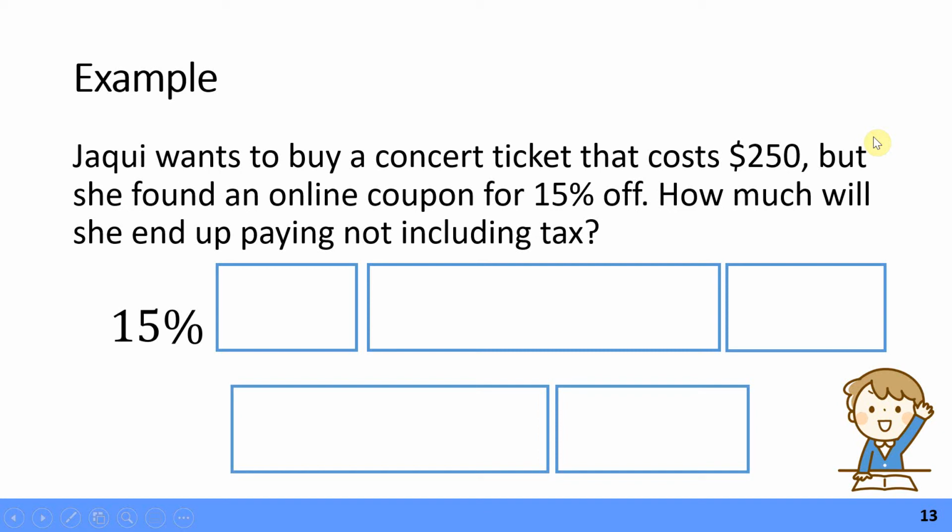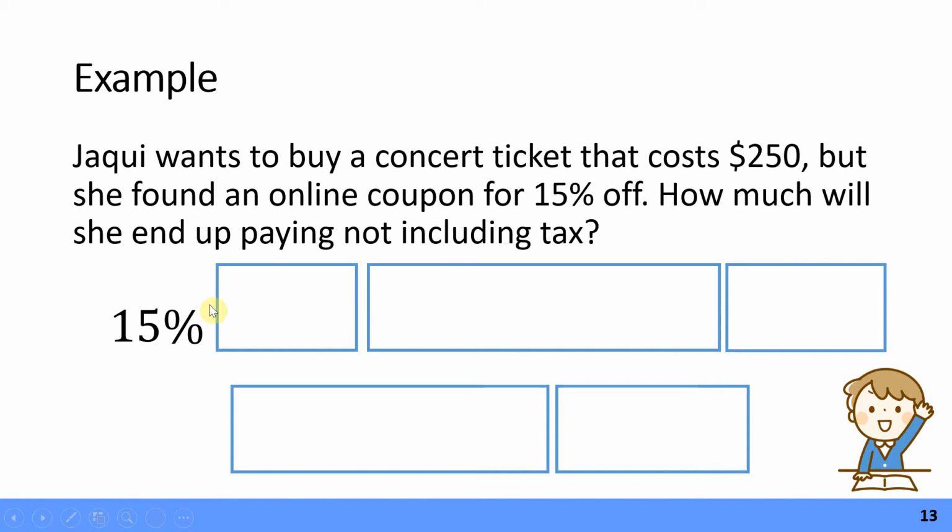All right, so this example here has to deal also with decimals and percents, right? So here we have Jackie who wants to buy a concert ticket that costs $250, but she found an online coupon for 15% off. And the question is, how much will she end up paying, not including tax? So again, this is very similar to all those percent problems where you have a coupon or you get a raise. The first thing you have to do is find the percent of 250, right?